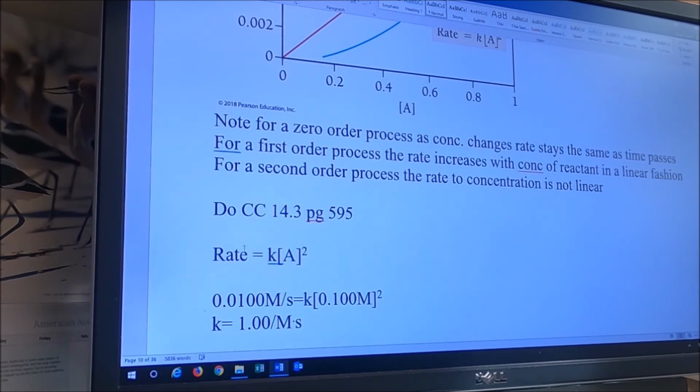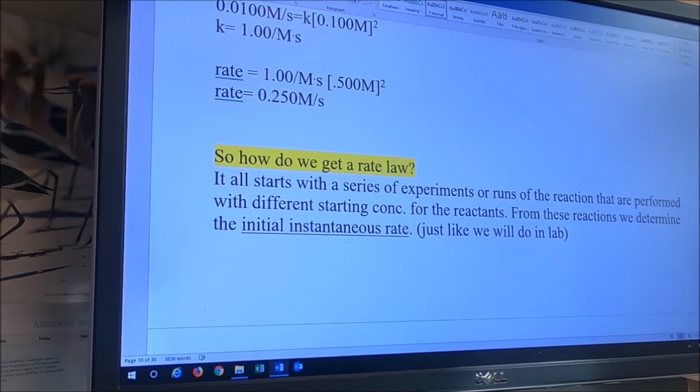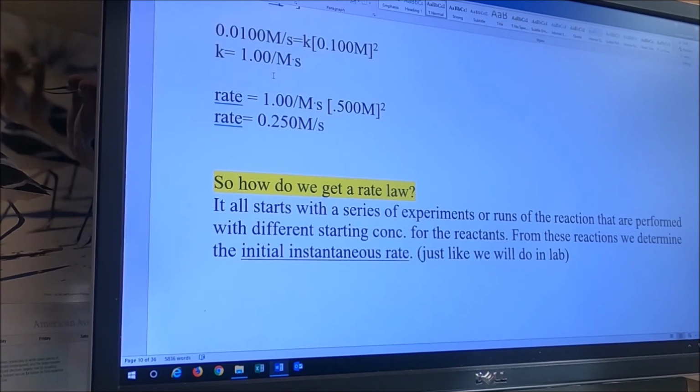Well, in this problem, we've got the rate at a specific concentration, so we can find k. Once I have k, then the rate at my new concentration is just k times the new concentration squared. So my rate is 0.250 molarity per second.